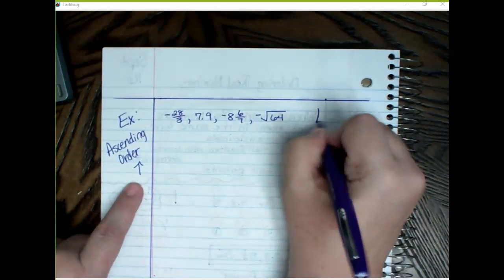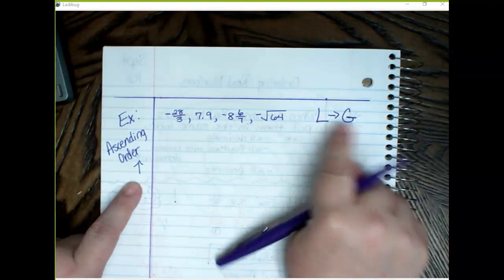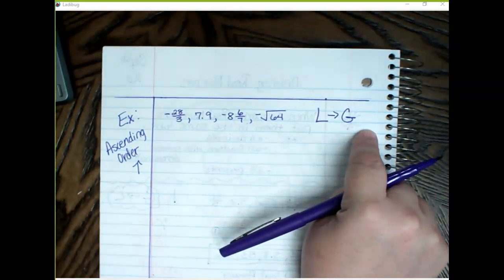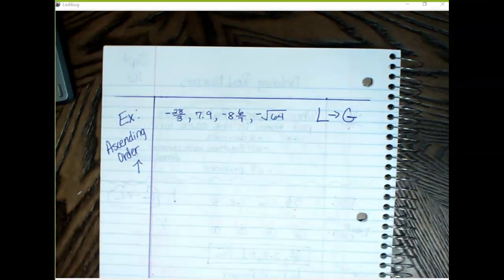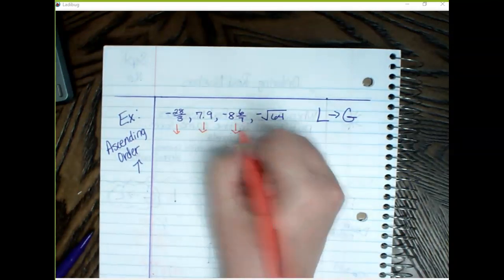All right, make your brain note. Least to greatest. I find when you make this really big and you make it stand out, it helps your brain remember which order you're putting these in. So now we got to give them their decimal equivalents.